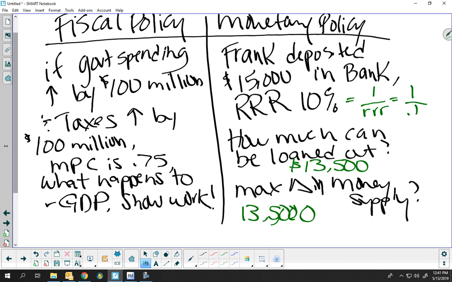I had a thought, and yes, that's what I thought. This goes into excess reserves. Excess reserves times the money multiplier will give us the maximum change of money supply, right?